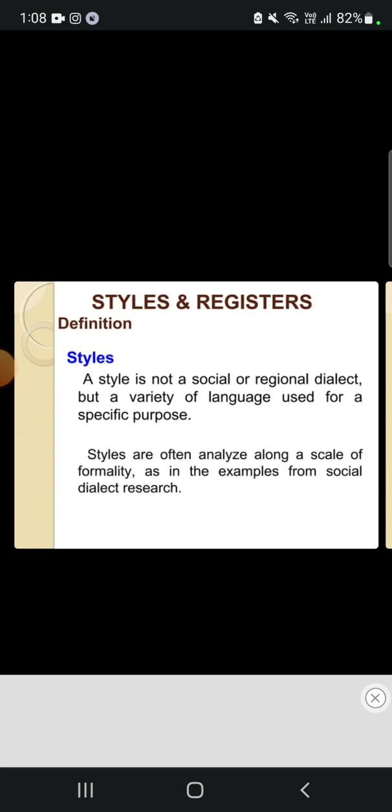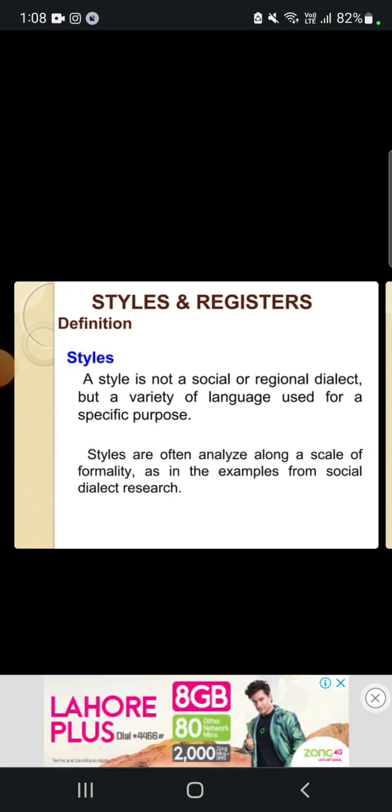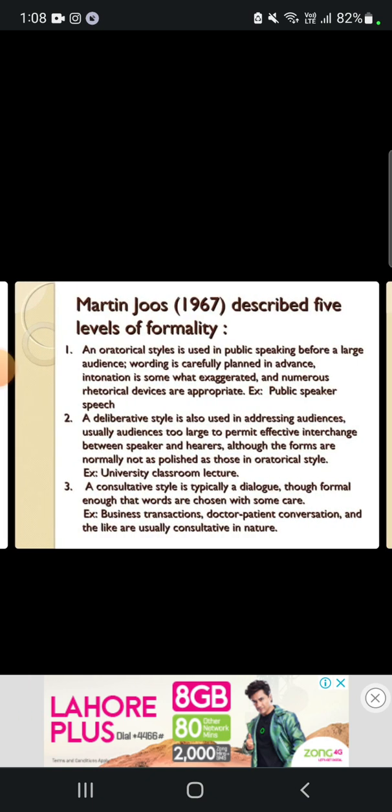So styles are often analyzed along a scale of formality, as in the examples from social dialect research. To understand formality, it is important to know about the levels of formality.